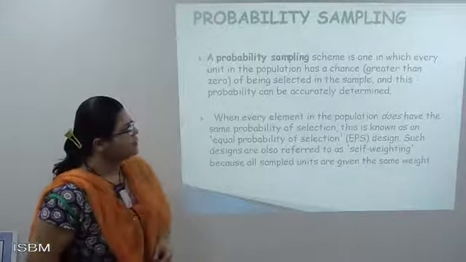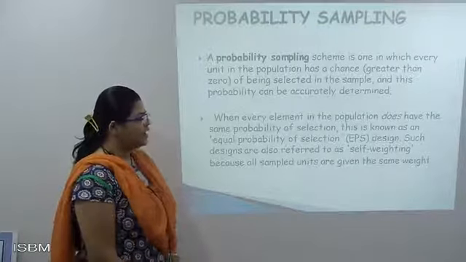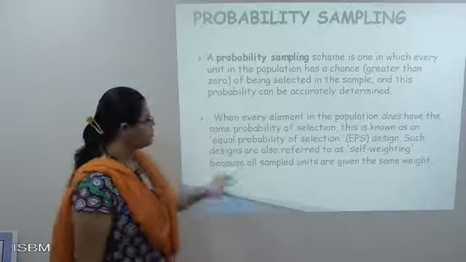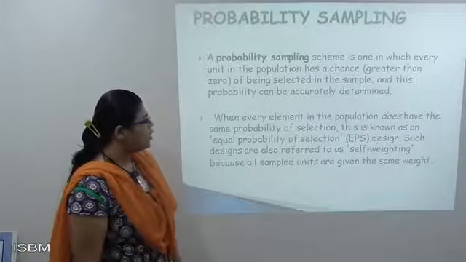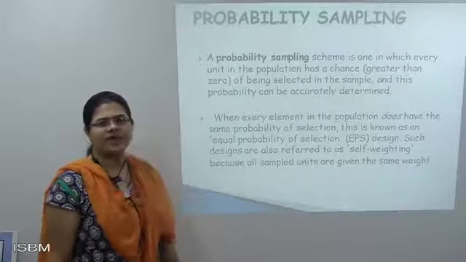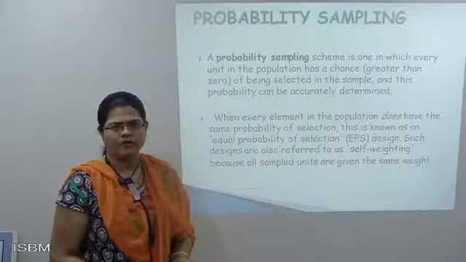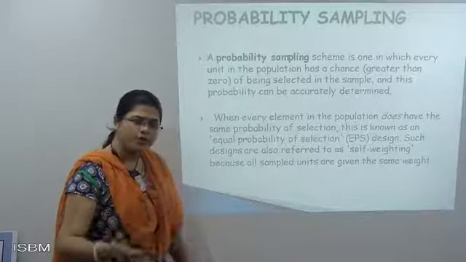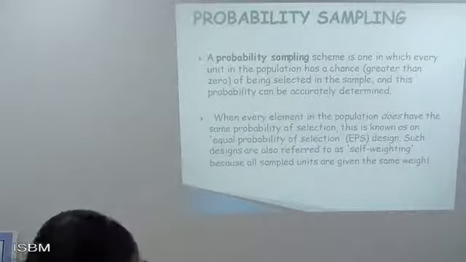When every element in the population has the same probability of selection, this is known as an equal probability of selection design. It means if all the populations have the same accurate information relating to them, they are treated as having an equal probability of being selected. Such designs are also referred to as self-weighted, because all the sample units are treated in the same way. If it is equal probability, ultimately the same weightage is given to each and every one. So this is also one type of sampling method, called probability samples.